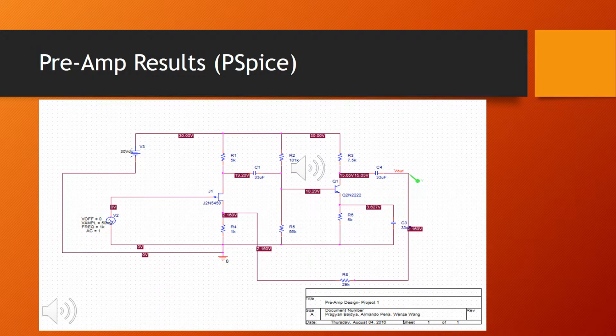Alright, this is our preamplifier circuit in PSpice. The circuit was designed in PSpice using the calculated component values for resistors and capacitors. The PSpice simulation was performed in order to test whether the circuit meets the required condition for the preamp stage. The objective of the preamp was to produce a gain value between 20 to 30 volt by volt.